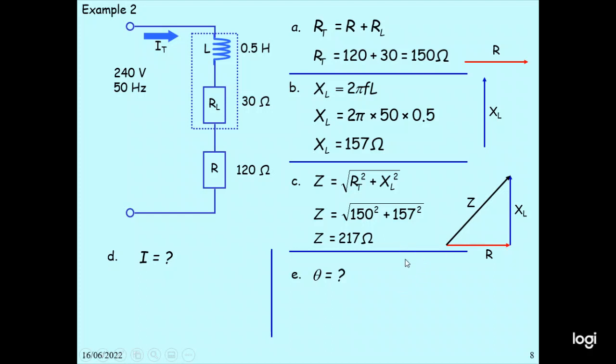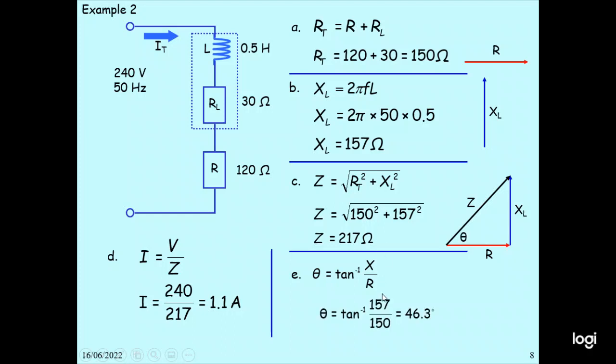Angle theta need to be calculated. I is V by Z. So 240 by 217 is 1.1 ampere. Theta is tangent inverse X by R. So you get tangent inverse 157 by 150, you get 46.3 degree. So this is how we calculated it.